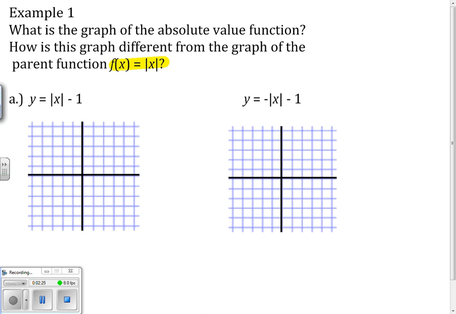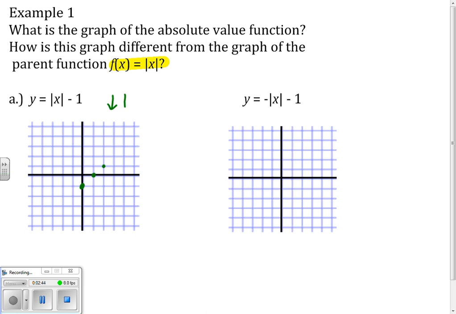In letter A, that minus 1 on the outside, that moves your graph down 1. So instead of starting at the origin, it's going to start down 1. That's what we call the vertex of the absolute value, something we'll look at a little later on. From there, your graph is going to go up 1 over 1 on both sides.